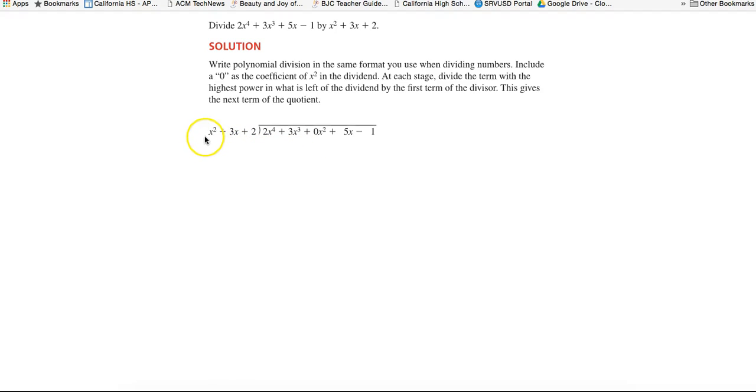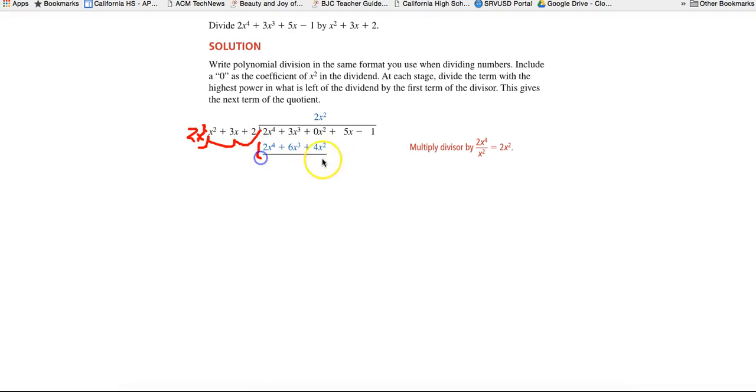So we start with this first term here. x squared has to be multiplied by 2x squared in order to match right here. So you're going to see we get 2x squared on top, and when we multiply 2x squared by our divisor here, we multiply 2x squared by each of these 3 terms. You're going to see that we get 2x to the fourth, and then 2x squared times 3x gives us plus 6x cubed. 2x squared times 2 gives us plus 4x squared.